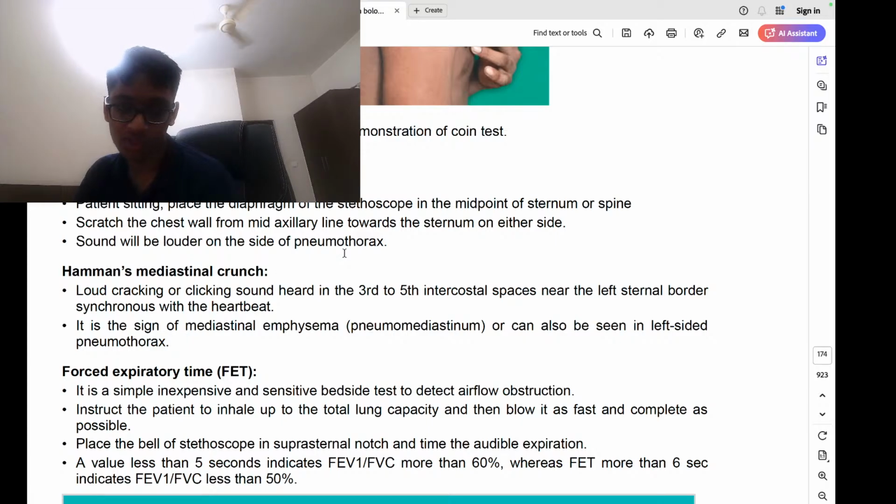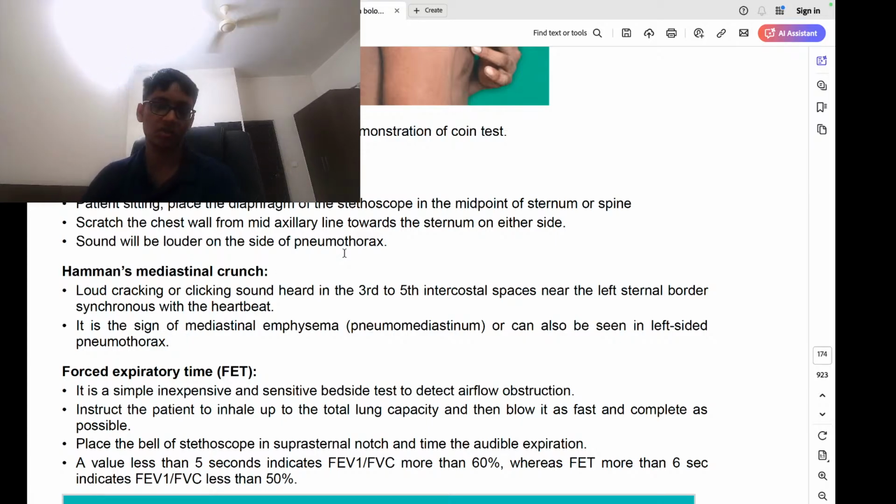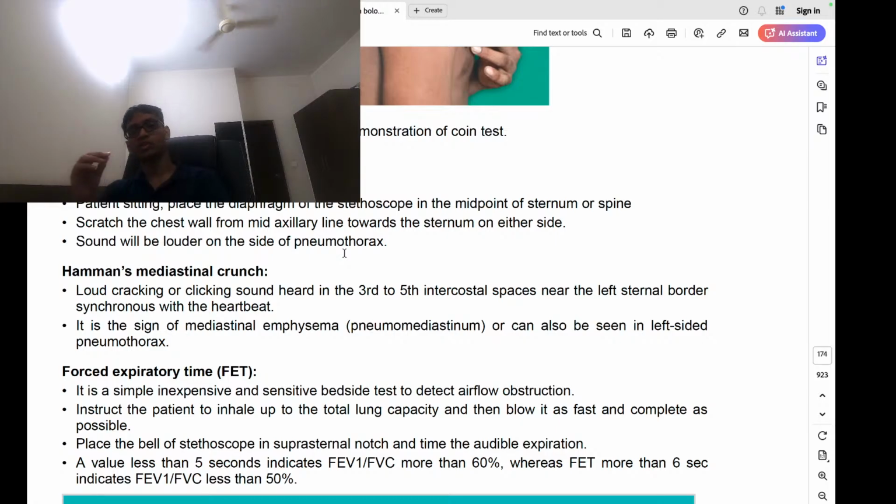Hamman's mediastinal crunch is a loud clacking or clicking sound heard in the third to fifth intercostal space near the left sternal border, synchronous with the heartbeat. It is a sign of mediastinal emphysema, or pneumomediastinum, and it can also be seen in left-sided pneumothorax.